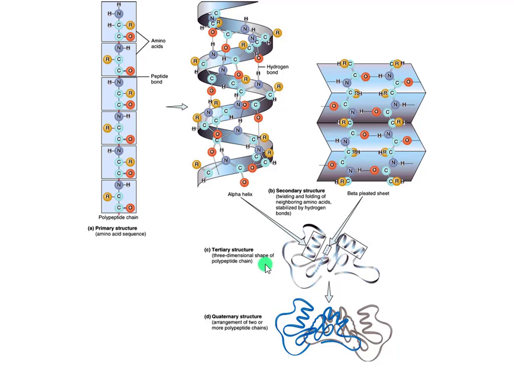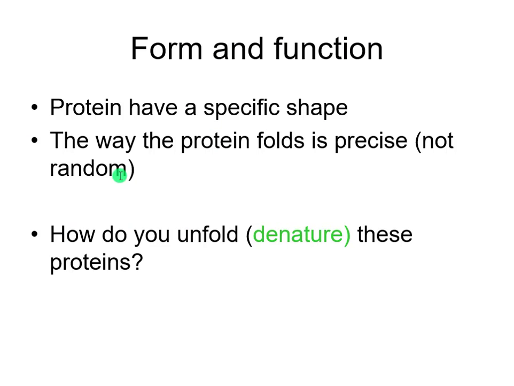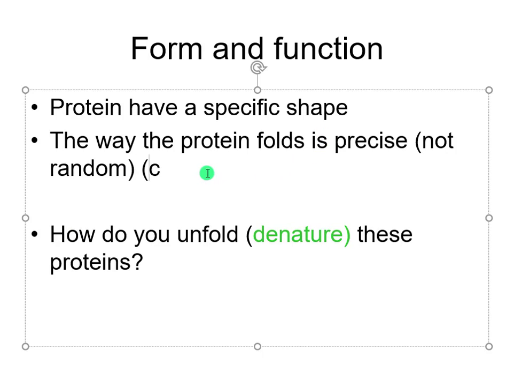There's precision to the folding here, or the shape of it, or the fancy word would be the conformation. Not confirm, like C-O-N-F-I-R-M, it's conformation, C-O-N-F-O-R-M-A-T-I-O-N, conformation, or the shape of a protein. And so the proteins have a specific shape. The way the protein folds is precise. It is not random. And again, the fancy word that I'm using here is the conformation of that protein. It's just the shape of it.